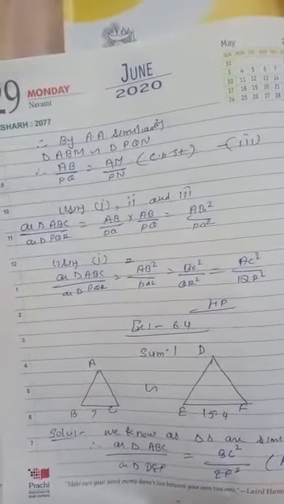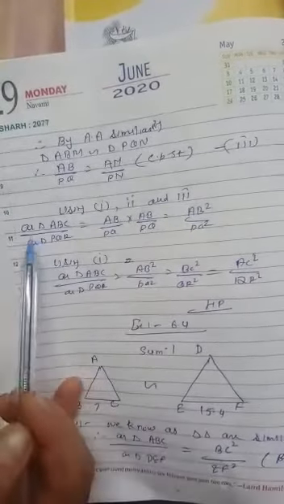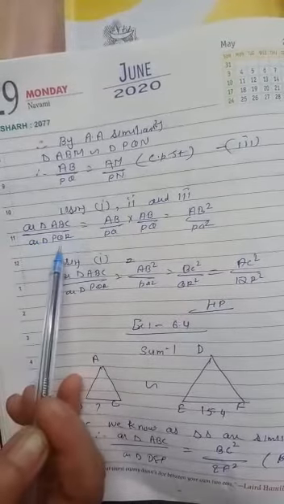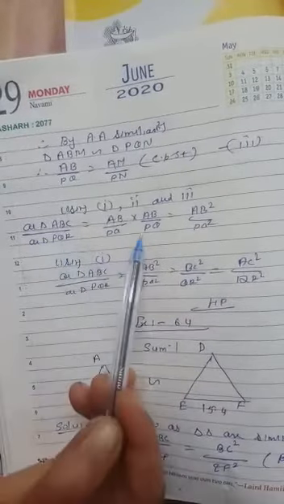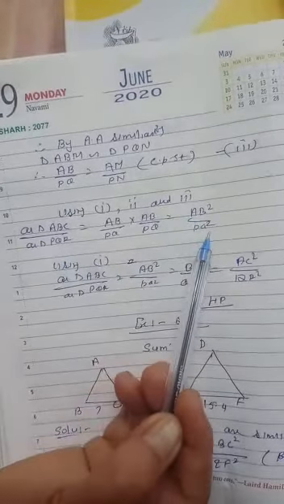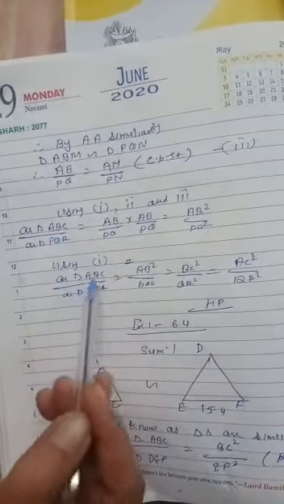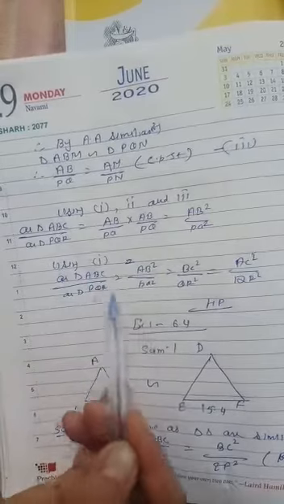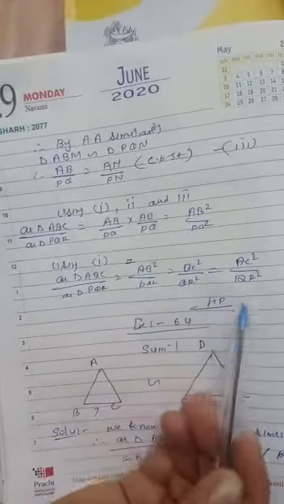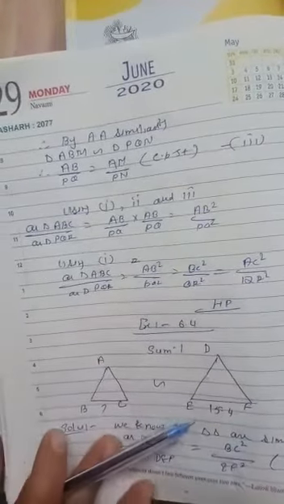So we can say by using first, second, third, area of triangle ABC upon area of triangle PQR will become AB square upon PQ square. Okay, using given we can say the ratio of the area of two similar triangles is always in the square of their corresponding sides. Clear?